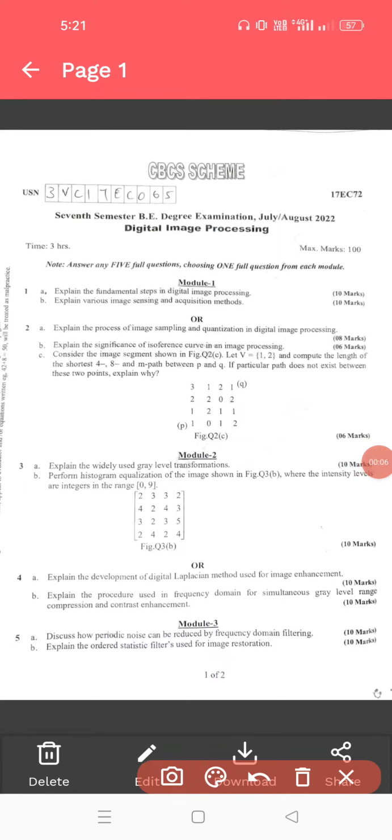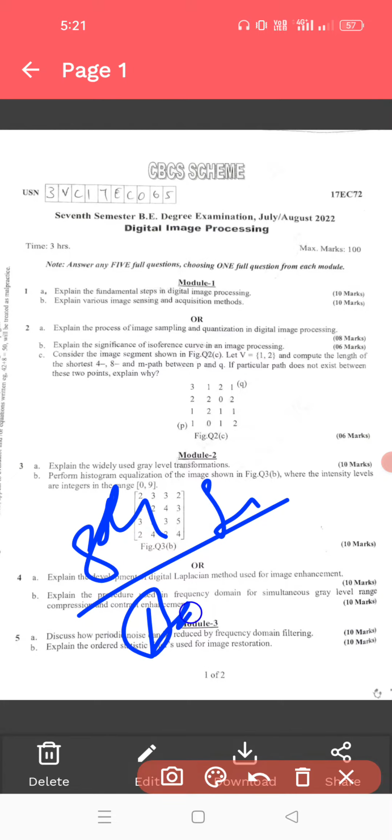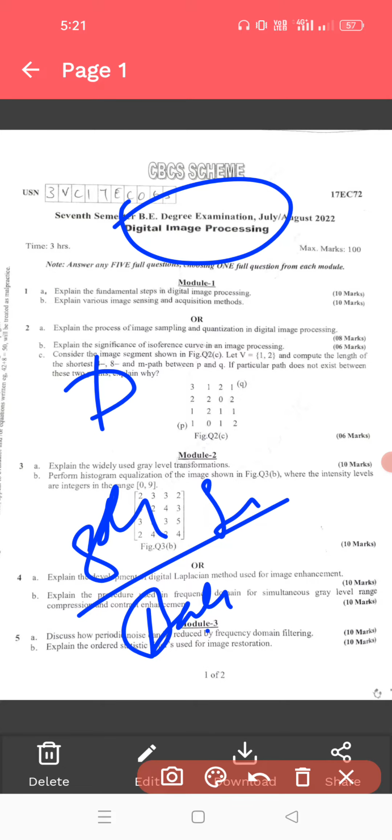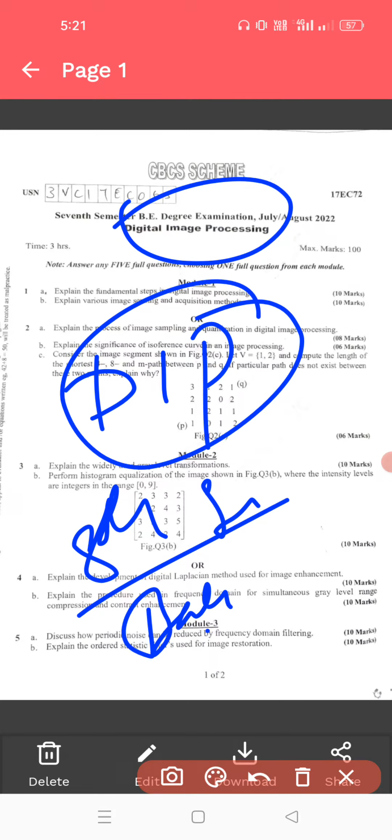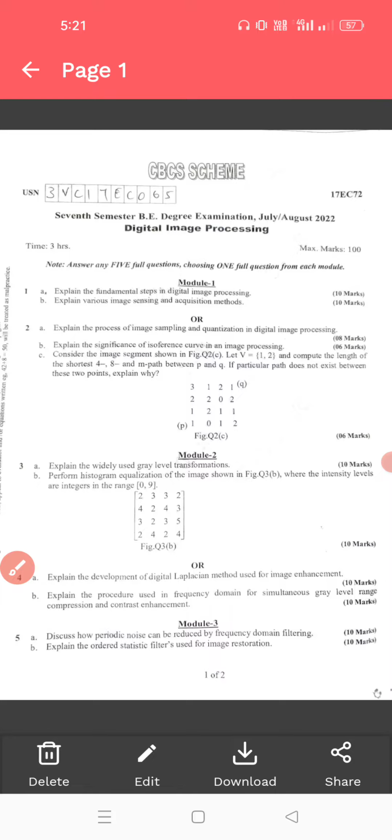In this video, we are going to see the update on the VTU 8th semester students who are writing the backlog paper, that is one of the papers, digital image processing. In short form, we'll call it DIP. So the question paper I will be sharing here.